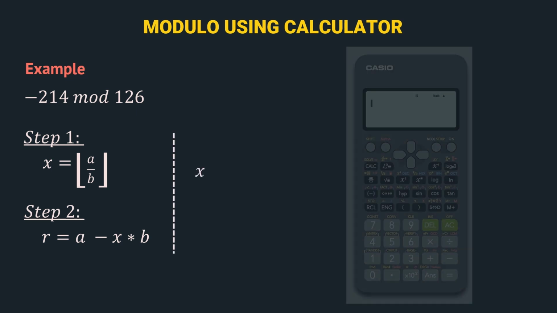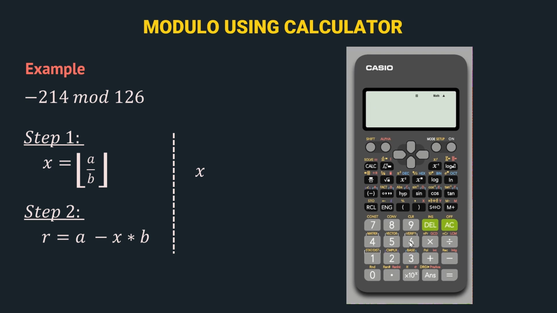So let's calculate x using the scientific calculator. We again use the upper button twice to go to the first formula, that is a divided by b, and use the calculate button. Here the new value of a is minus 214 and the value of b is 126. We get a fraction that we convert into decimal. We are using the S to D button, and here we have the result, that is minus 1.69. We have learned the floor operator always goes to the left side. So if we go to the left of minus 1, we get minus 2. So here the value of x is minus 2.